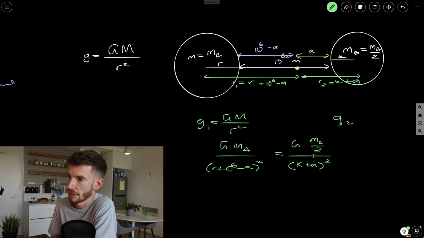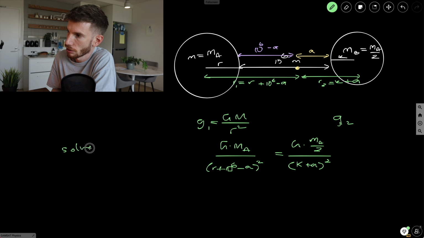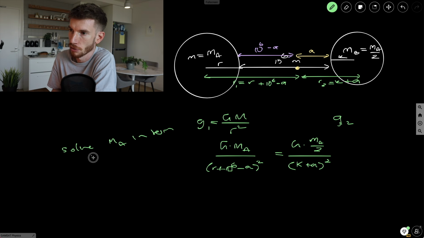So let's say then that it said, solve Ma in terms of the other variables, right? So in terms of A, R, and K, like that. And it didn't say G. The reason why G is not going to be in there is because mathematically we can cancel that. So we can cancel it right here. We can just divide it across and it would cancel.